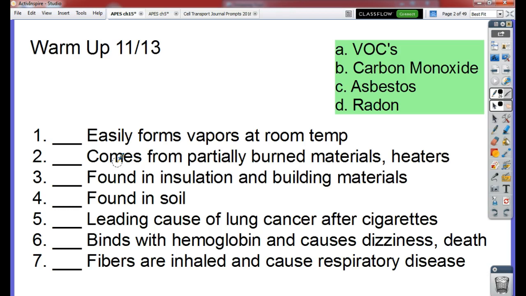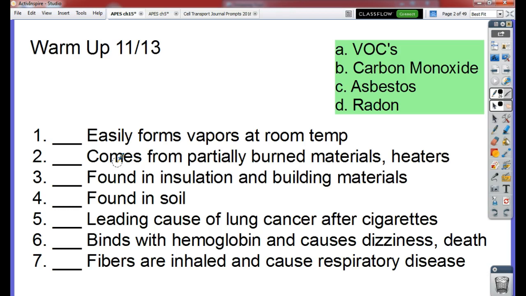Okay. Binds with hemoglobin, causes dizziness and death. Carbon monoxide, right? So hemoglobin's in your blood. And then fibers are inhaled and cause respiratory disease. That's asbestos, letter C. Okay.